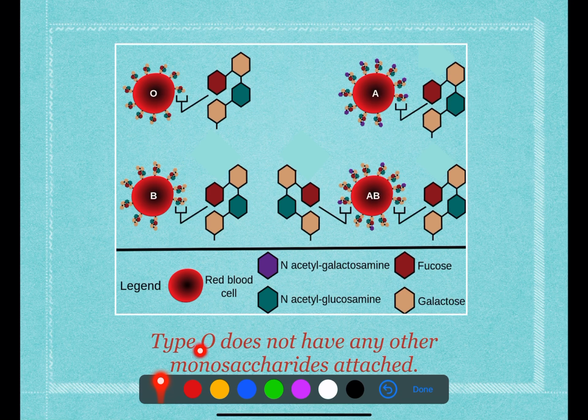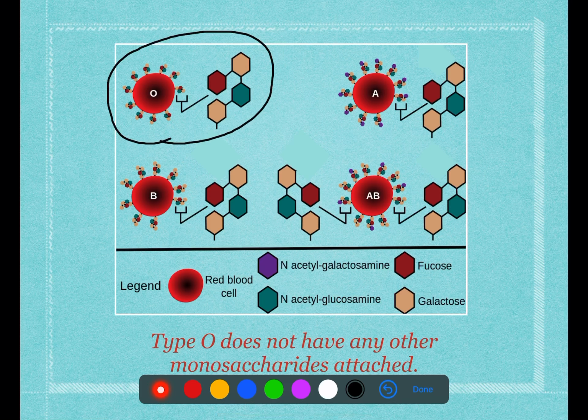Type O blood doesn't have anything else attached to it. So type O blood just looks exactly like this, with no other sugars or carbohydrates attached. But the other types, A and B and AB, they have additional carbohydrates attached. So let's look at them.